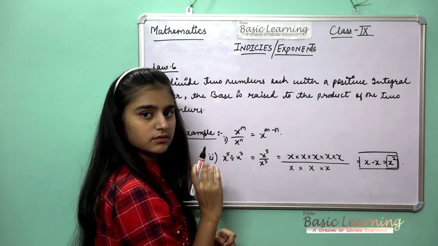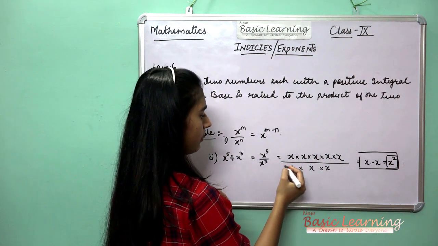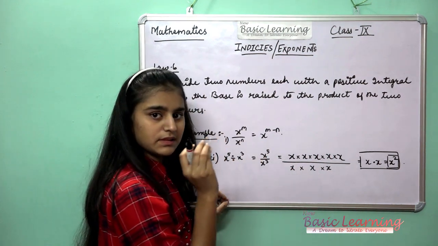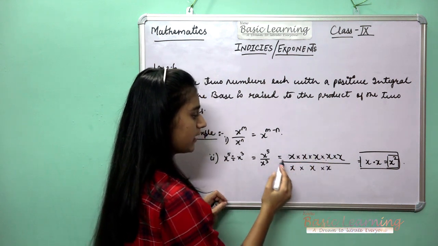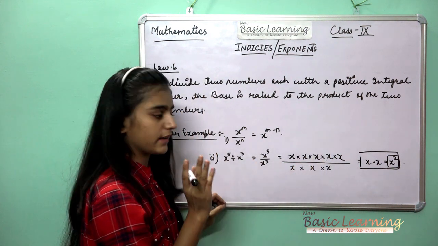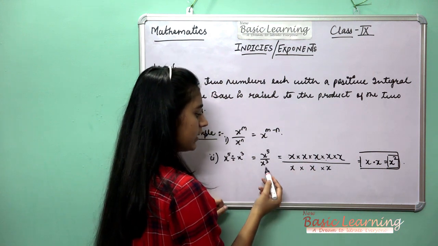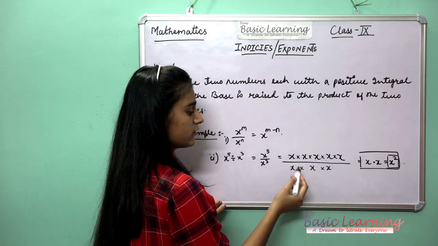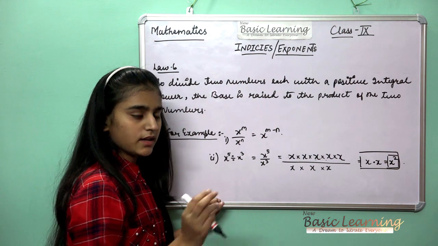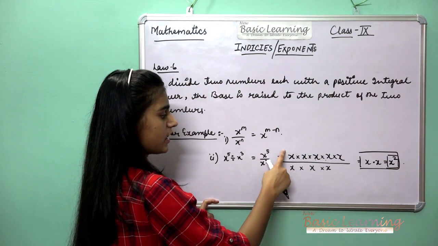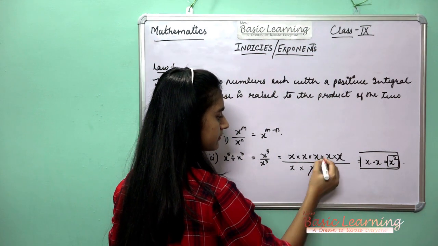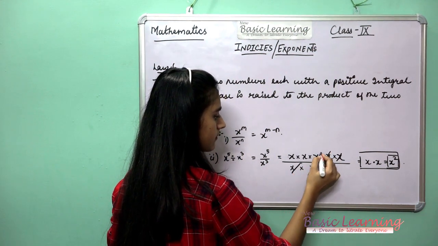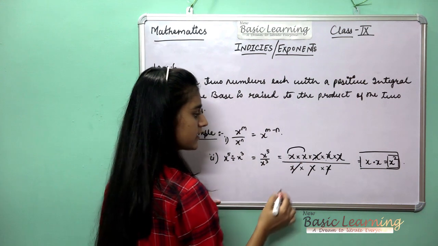So let's write it in the proper form, that is 5 times x: x into x into x into x into x. That is 5 times we have written x, upon 3 times, that is x into x into x. Here we have written 3 times and here we have written 5 times. When we cancel these, we are left with x into x.